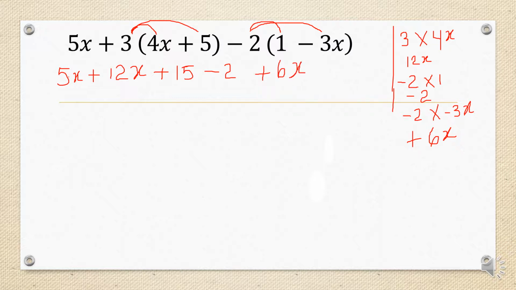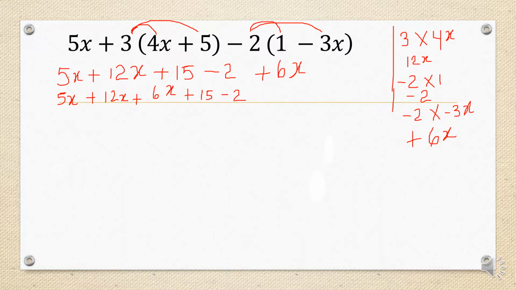Now my next step, as we learned in Algebra 1, we can group all our similar terms. So as I can see here, I have 5x plus 12x plus 6x plus 15 minus 2.